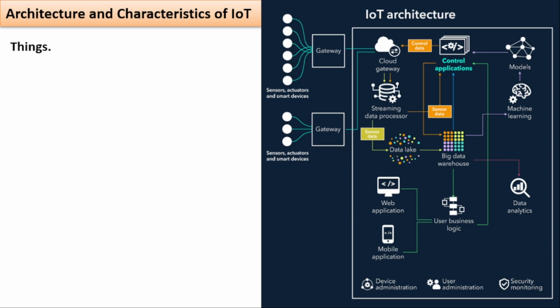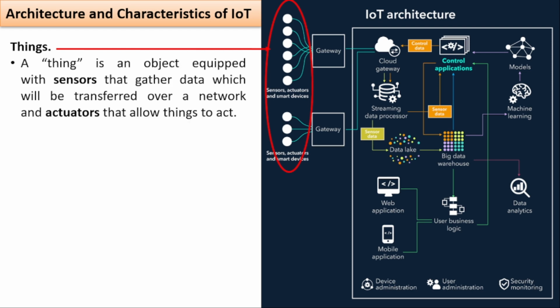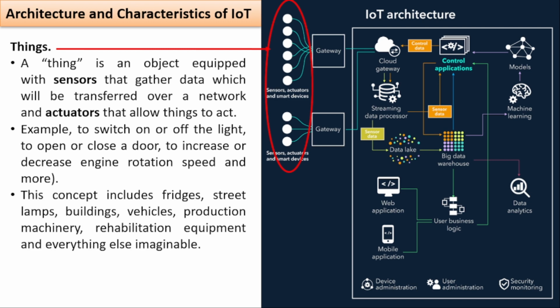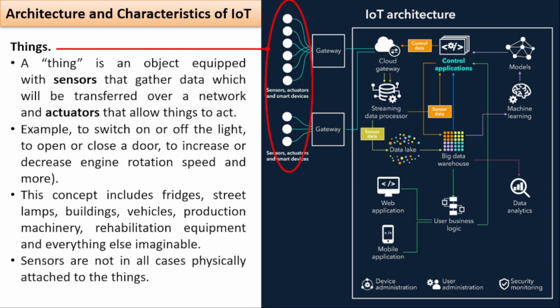A thing refers to an object embedded with sensors responsible for collecting data, which is then transmitted through a network, along with actuators enabling these things to take action. For instance, controlling the illumination, accessing doors, adjusting engine speed, and various other functions. This idea encompasses a wide array of items such as refrigerators, streetlights, buildings, vehicles, manufacturing machinery, rehabilitation devices, and virtually anything else conceivable. It's important to note that sensors aren't always directly connected or physically integrated with these objects.